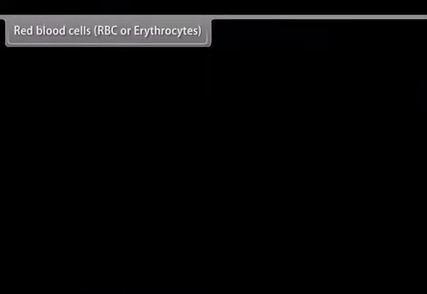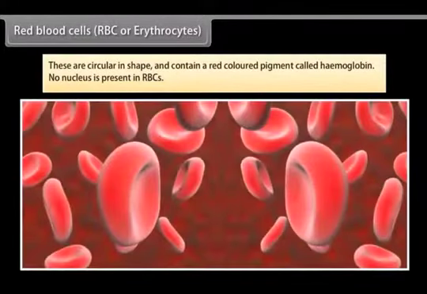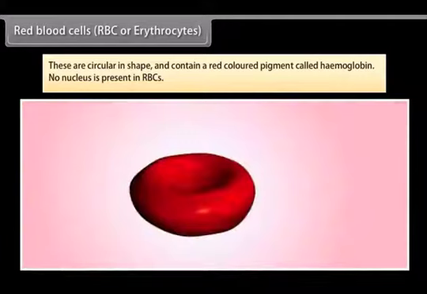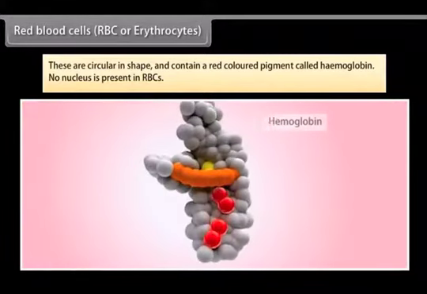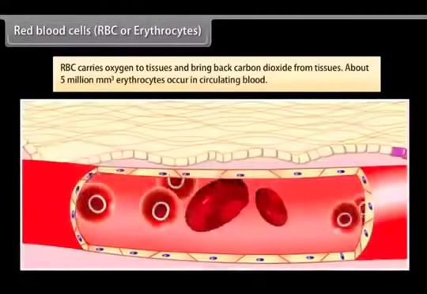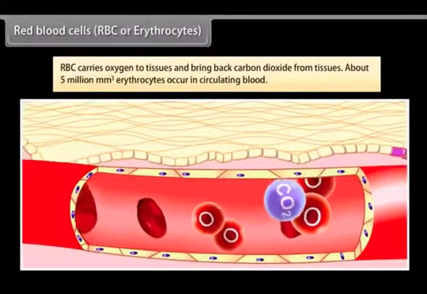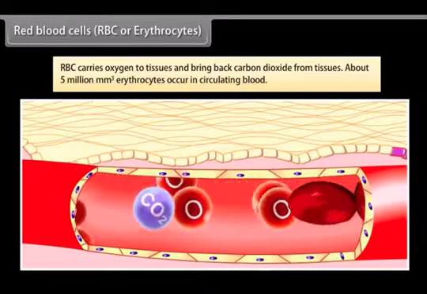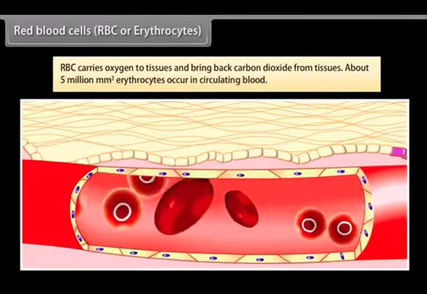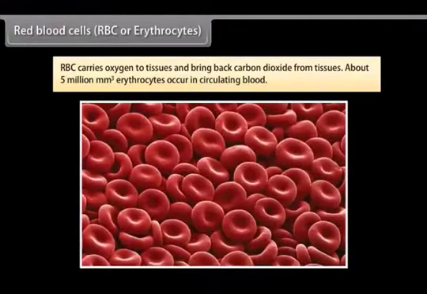Red blood cells, RBC or erythrocytes. These are circular in shape and contain a red-colored pigment called hemoglobin. No nucleus is present in RBCs. RBCs carry oxygen to tissues and bring back carbon dioxide from tissues. About 5 million per mm³ of erythrocytes occur in circulating blood.